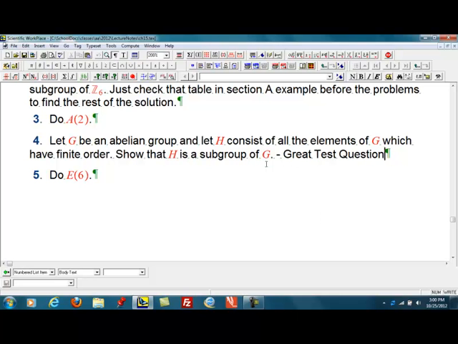So attempt that one on your own. That one's a great one for a test question. Combines so many different things together. It's just a wonderful question. And let's look at E number 6. This is actually a homework problem for you guys.